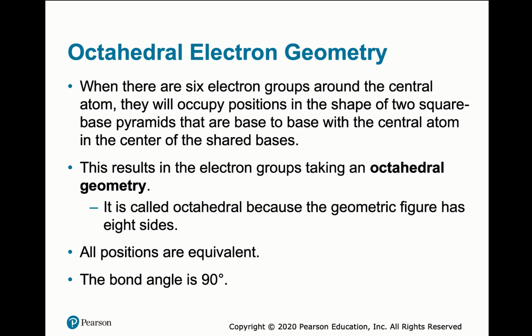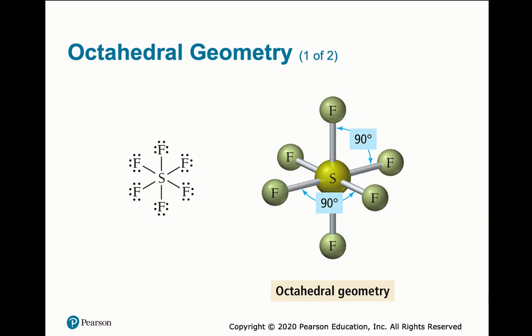And moving on to six things. Six things is octahedral geometry. I mentioned before that an octahedron and a cube have the same symmetry. You can actually fit an octahedron in a cube and vice versa. So the symmetry is exactly the same. And the bond angles for everything in an octahedron are 90 degrees.